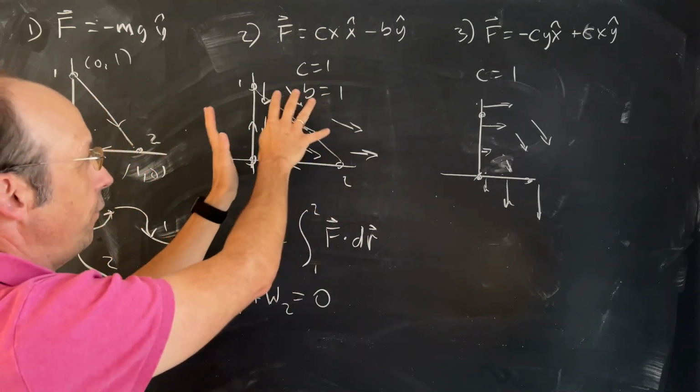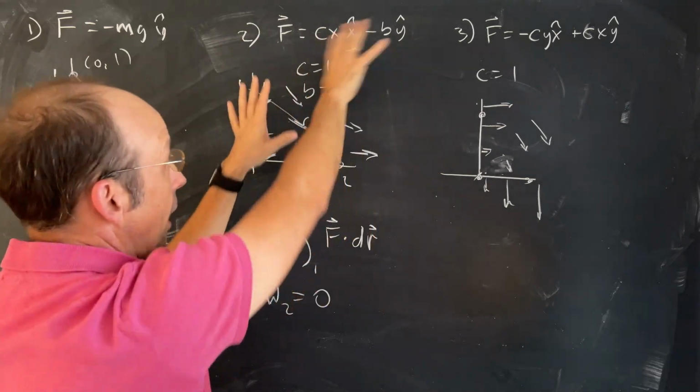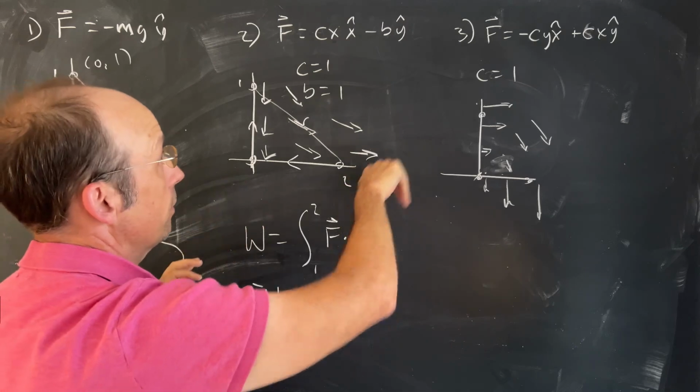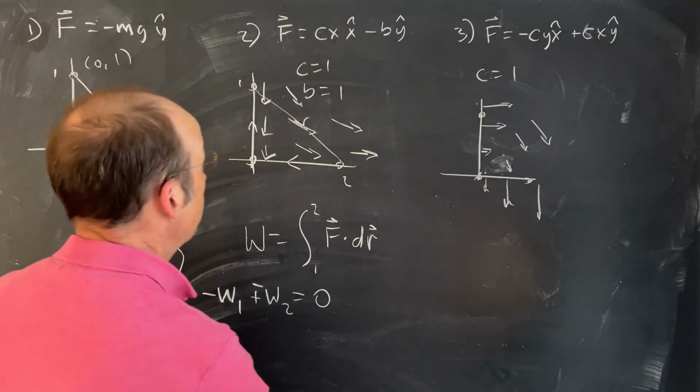I've kind of sketched out the fields here. This one looks out like that, right? Because as x gets larger, the field gets larger. And this one's a weirder shape over there. But let's just get to it.